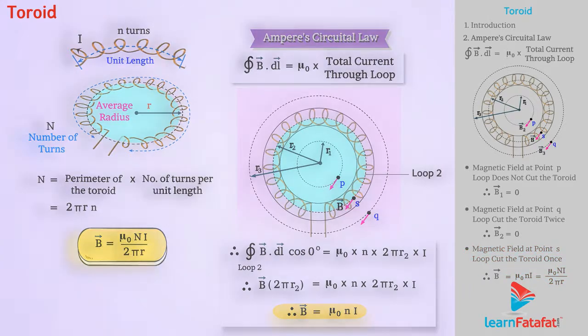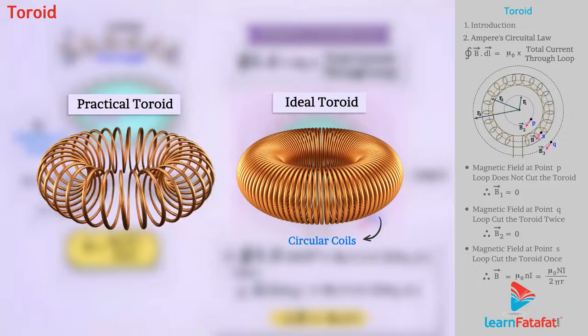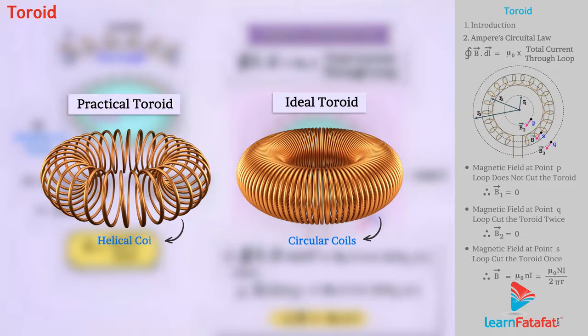So far we assumed an ideal toroid for which the coils are circular. However, in reality, the turns of the toroidal coil form a helix, due to which there is always a small magnetic field external to the toroid.